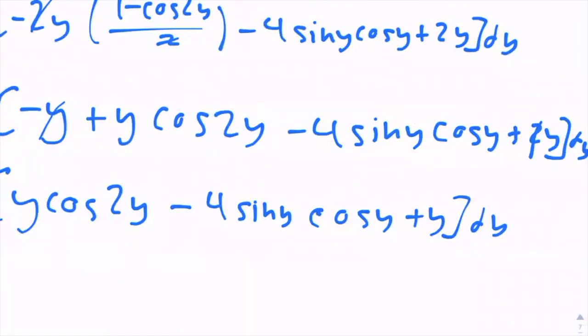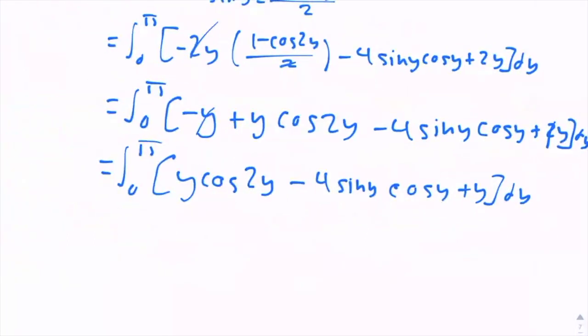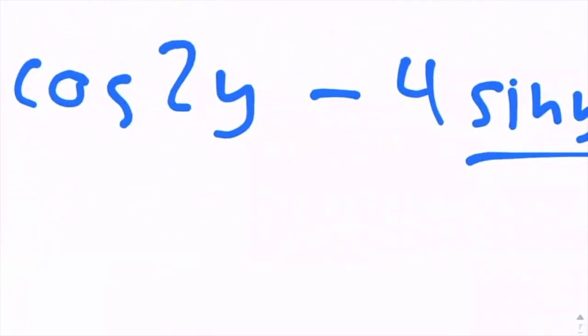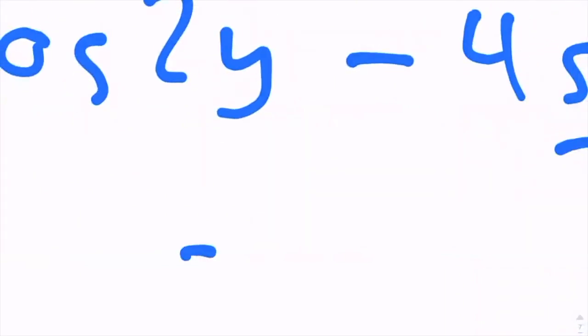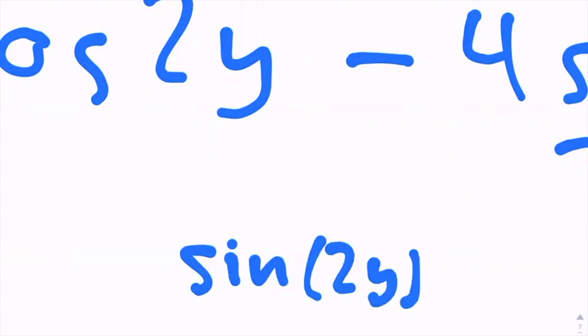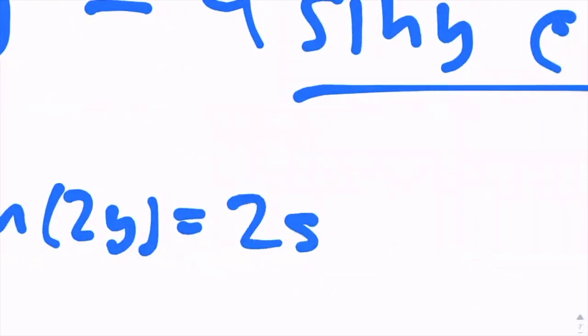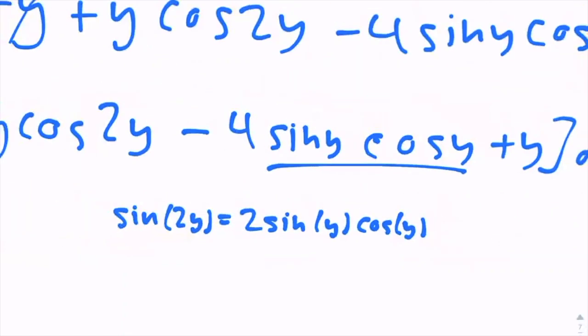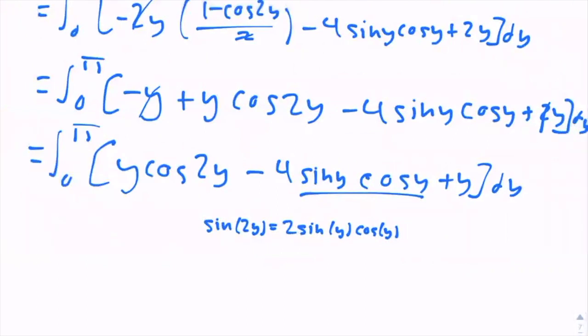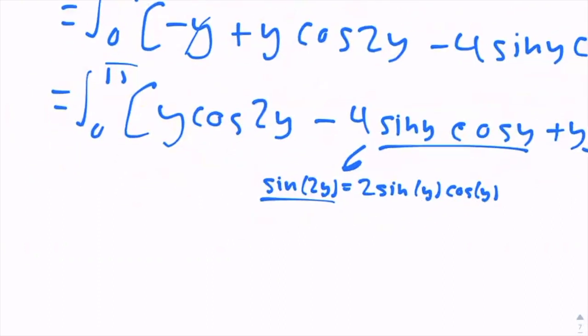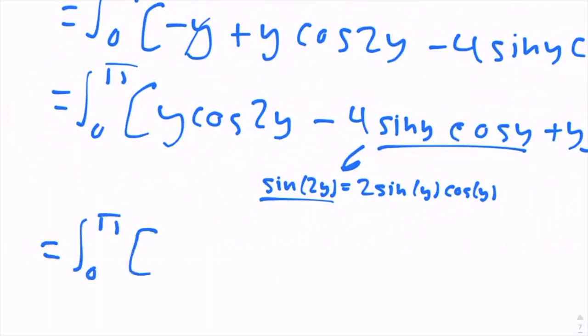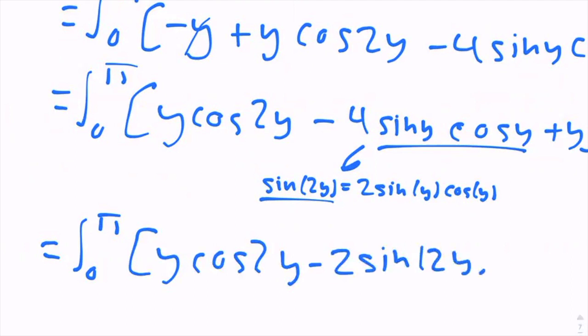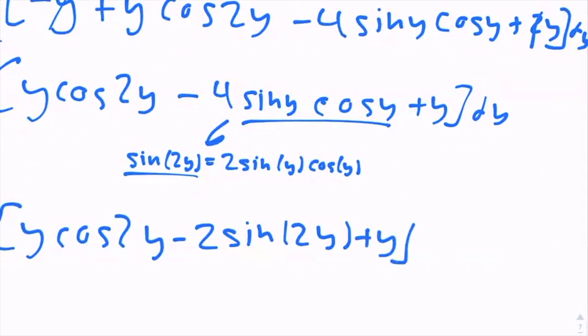And additionally, we're going to have to go ahead and make another substitution to simplify this right here. In specific, we're going to say that sine of 2y is equal to 2 sine y cosine y based on the double angle formula. And when we plug that in, we see that this value right here is just equal to double of this. So when we simplify this out again, we get y cosine 2y minus 2 sine 2y plus y dy.